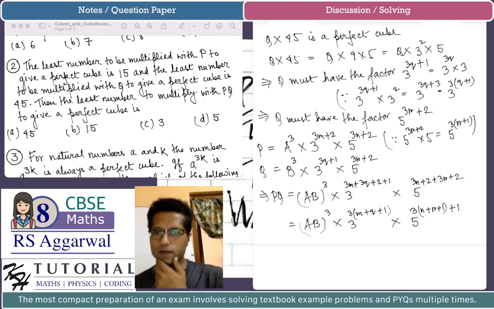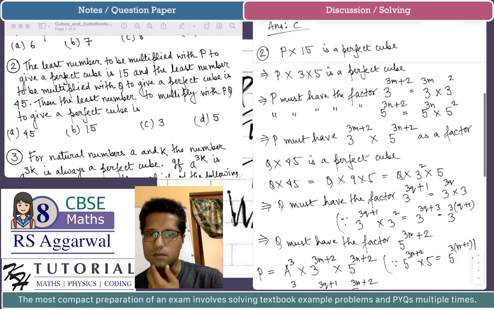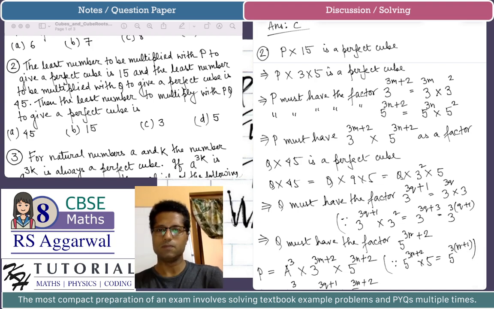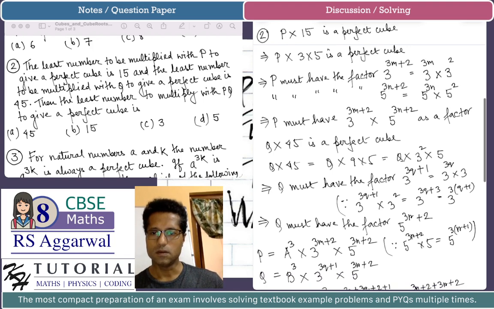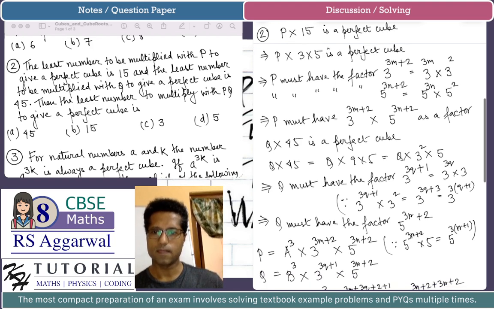Let me quickly check if I did it correctly or not. The p must have the factor 3 to the power. Now the least number to be multiplied with p is 15, which is 3 multiplied by 5. Since we have one 3 and one 5 in 15, definitely p must have the factor 3 to the power 3m plus 2, and p must also have the factor 5 to the power 3n plus 2.